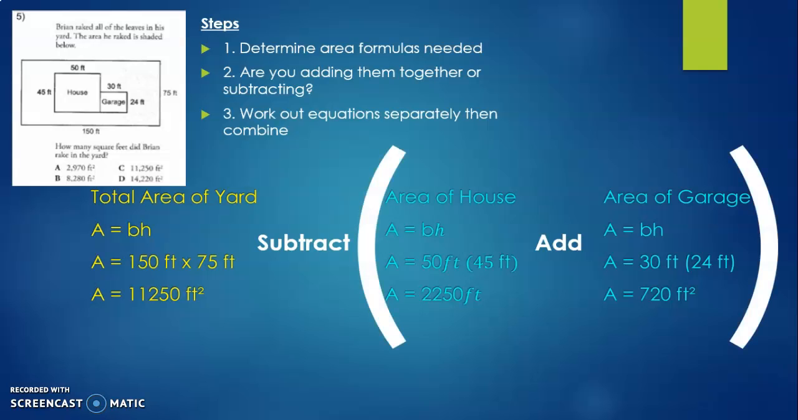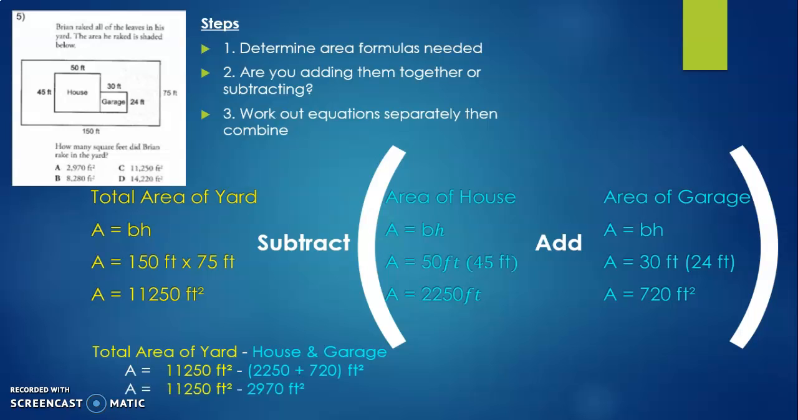Now I have to add the garage and the house together first in order to get a total area of that. So it is 2,250 plus 720. That gives me a total of 2,970. And now I have to subtract that from the whole yard total, which is the 11,250. When I subtract them, I'm going to get an area of 8,280.